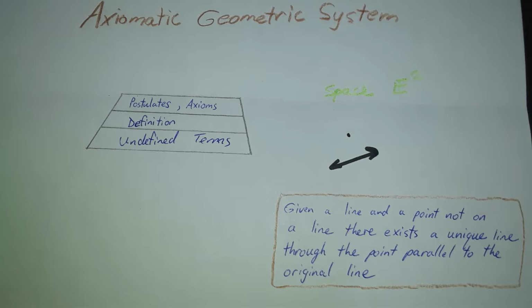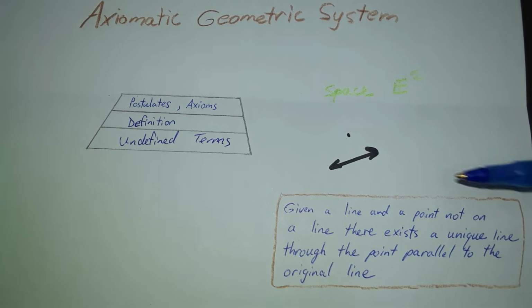So postulates are kind of our game rules. So if you think about a sport, you have a list of basic rules to play that sport. That's kind of what your postulates and your axioms do. They tell you the rules for the particular mathematics game that you're playing.